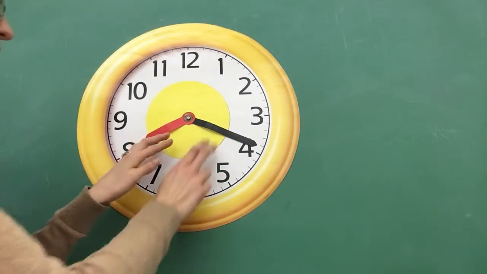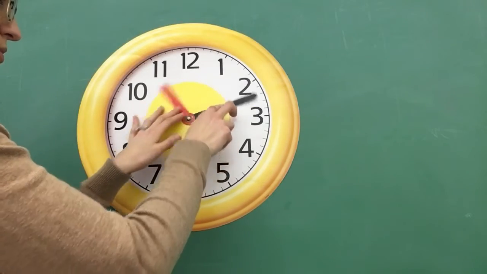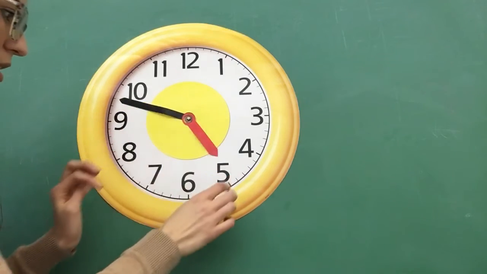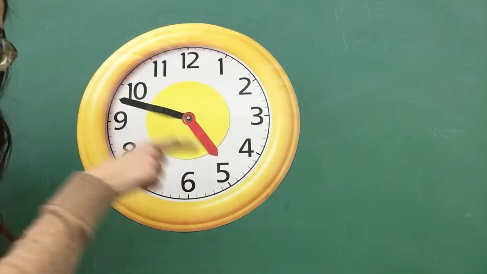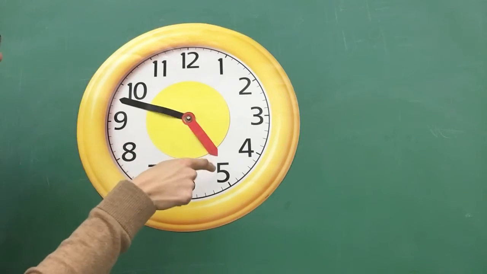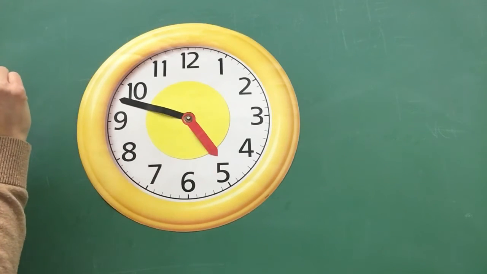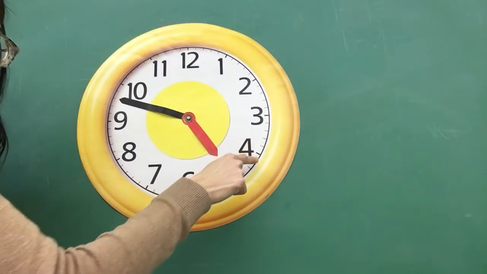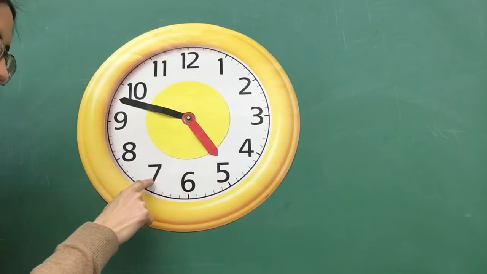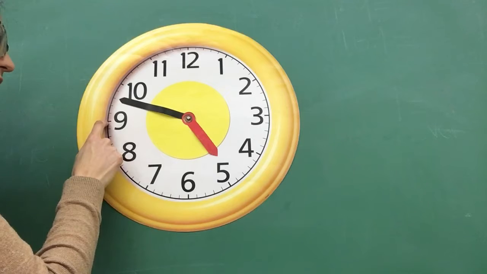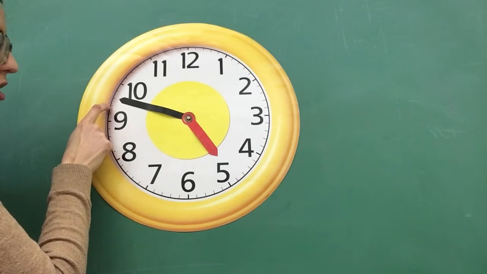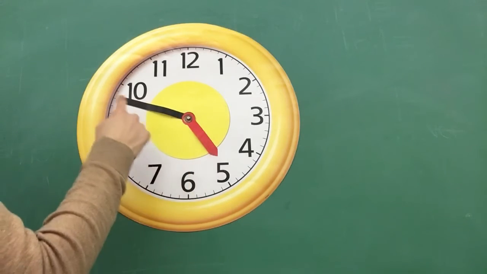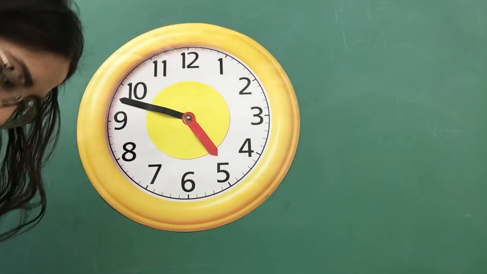Okay, let's do another one. Now we know for sure it's 5, right? The hour hand is pointing to the 5. And then let's see over here. So let's count: 0, 5, 10, 15, 20, 25, 30, 35, 40, 45, 46, 47, 48. Very good. So we know that it's 5:48. Okay, 5:48.